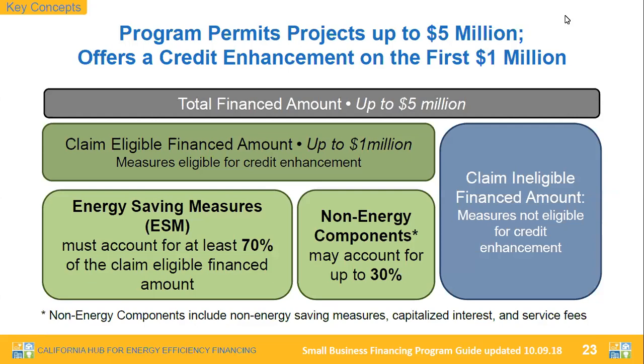And that 1 million can be made up of two subcategories. At least 70% of the 1 million that gets the claim credit enhancement needs to be energy saving measures, or ESMs. But also additionally, up to 30% may account for non-energy components. And then the remainder is what we call the claim ineligible financed amount, the measures that don't get the credit enhancement. And the next slide has more detail on this.